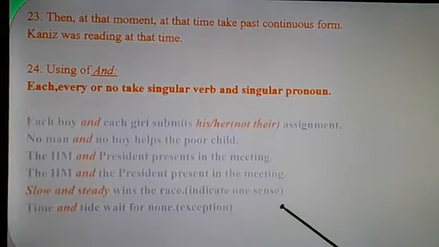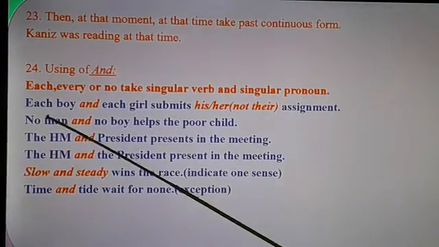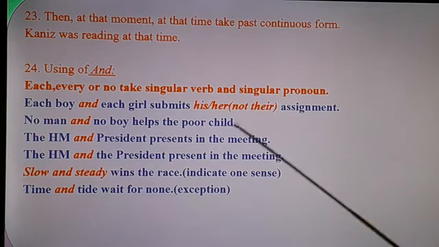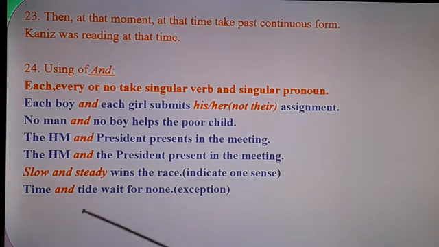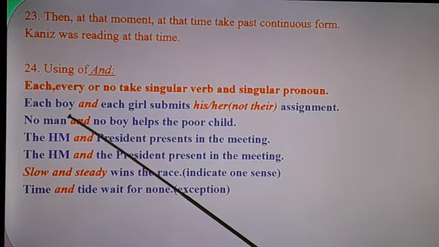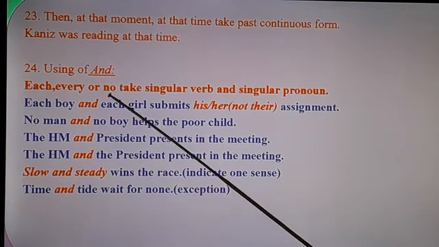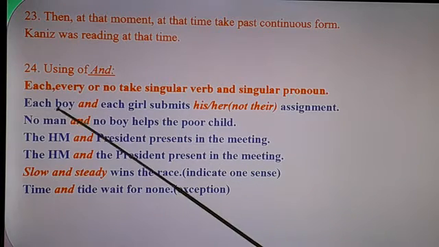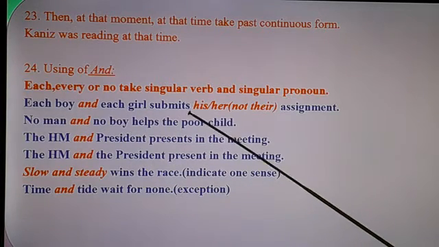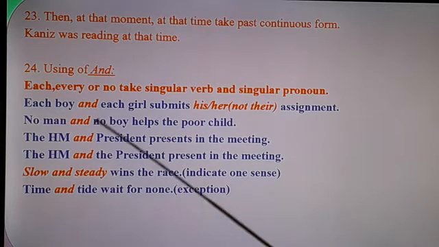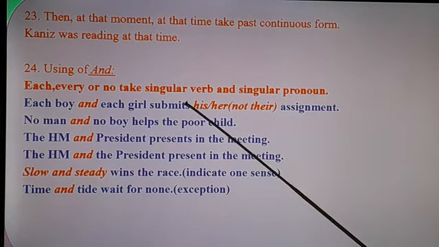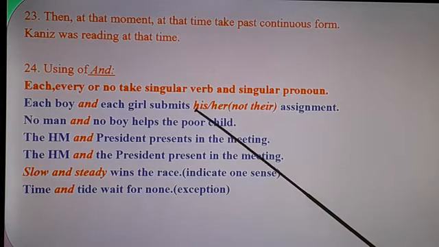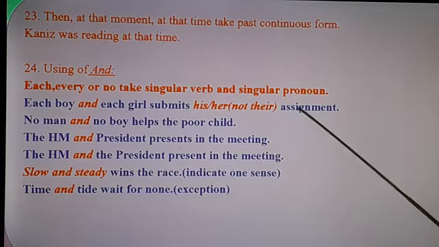Dear learners, have a look. Each boy and each girl submits his or her assignment. We use "and" in these sentences, but these are counted as singular. Each boy and each girl submits, because it is third person singular number, that is why I add s, and "his or her", not "their". So you have to be careful about using pronouns also.